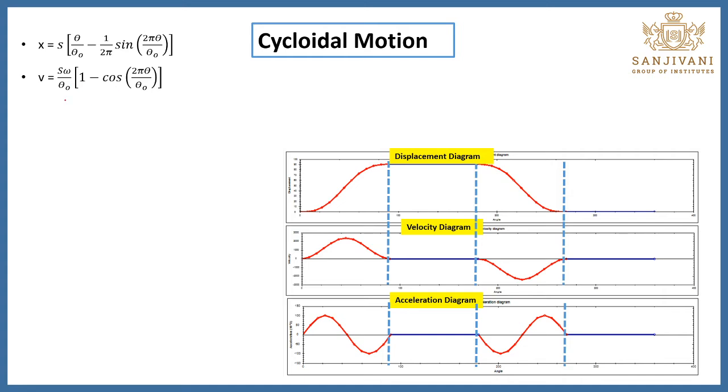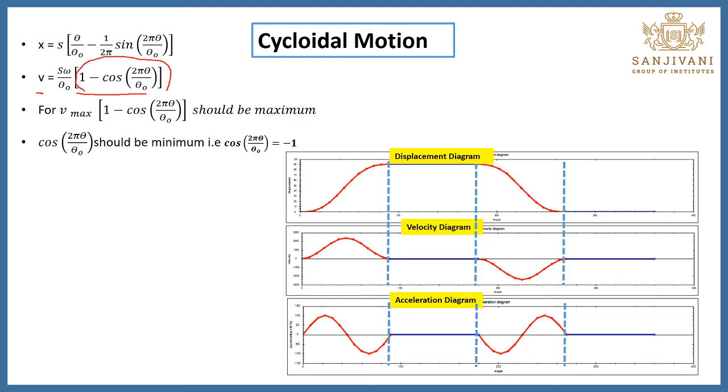We differentiate this equation again. Now we are going to find out the maximum velocity. Using this equation, to have the maximum velocity, this term must be maximum, and for that, this cos of 2 pi theta upon theta O should be minimum. We know the minimum value of cosine is -1. We get that value when this total angle is equal to pi. If we simplify this, we find theta is equal to theta O by 2. When we put theta equal to theta O by 2 in this equation, it becomes S omega upon theta O times (1 plus 1), that is 2 S omega upon theta O. That is the maximum velocity for the cycloidal motion: 2 S omega upon theta O.